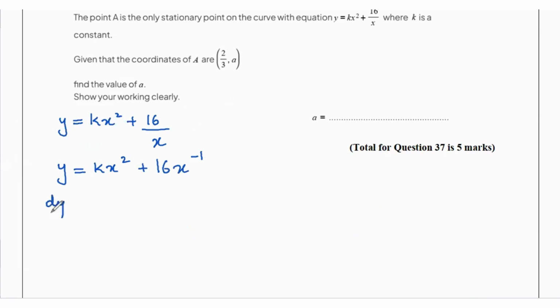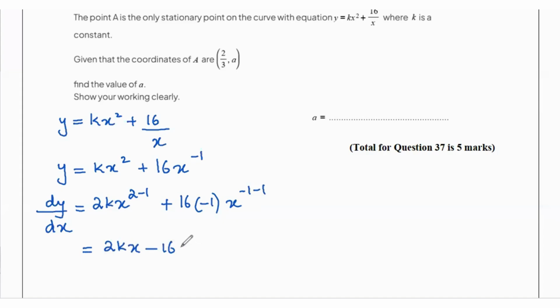So now when we differentiate this, dy by dx is going to equal 2 times kx to the power of 2 minus 1. When you differentiate an equation, for each term you bring the power down and subtract 1 from the power. When you bring the power down, it gets multiplied with the term. So it's going to be 16 times -1 times x to the power of -1 minus 1. So that's 2kx minus 16 times x to the power of -2, which can be rewritten as 2kx minus 16 over x squared.